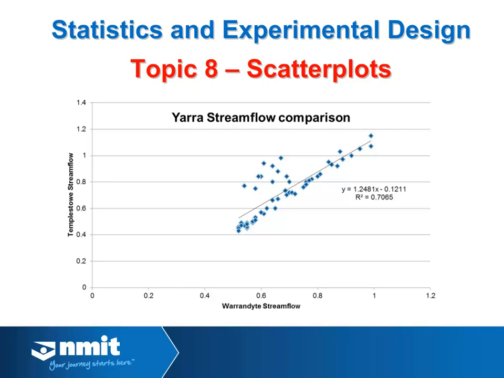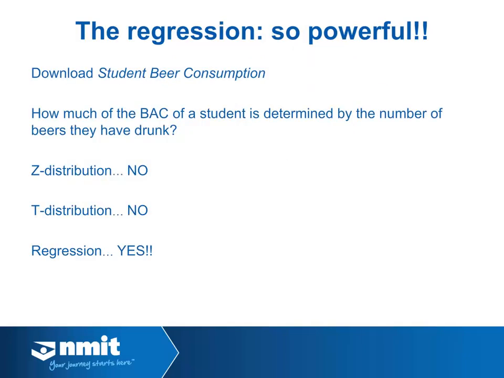So we'll explore now how we use these scatter plots to develop things called regressions. How we, from these regressions, can make statistical models to explain the change in one variable in relation to another, and we can see how we can test the significance of the relationship within these regressions. So the first thing to do is download the datasheet student beer consumption. Download the one for Yarra Streamflow version 2 at the same time. Both of these are found, I believe, in the Topic 8 folder on the subject page.